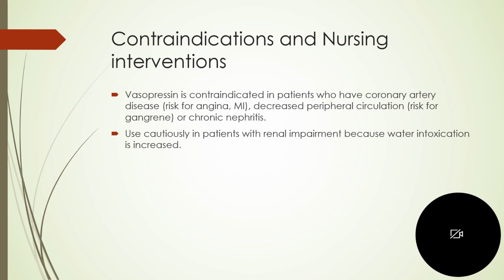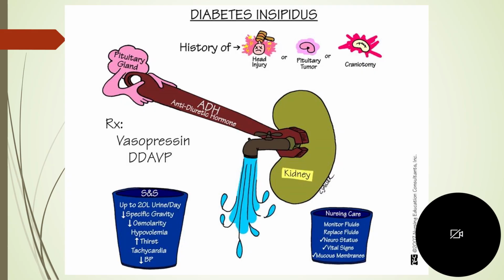We've already said that. And just use caution in people who have renal impairment because that risk for water intoxication is increased. So this is just a little picture of diabetes insipidus. People who are at risk for this are people who've had some sort of pituitary tumor or head injuries. Okay, so they are going to be at risk for dehydration, and that is why we are giving them the antidiuretic hormone.